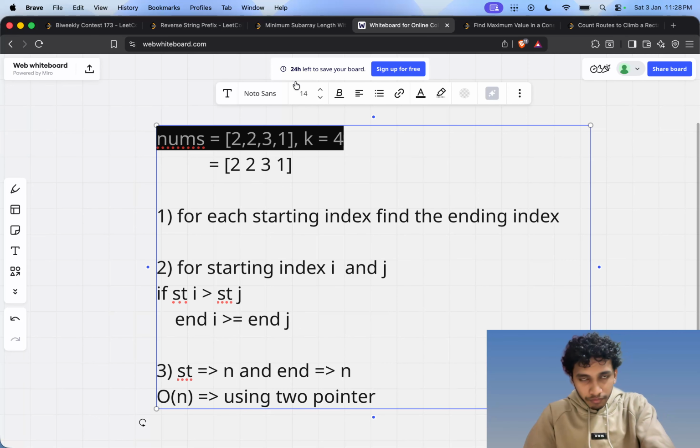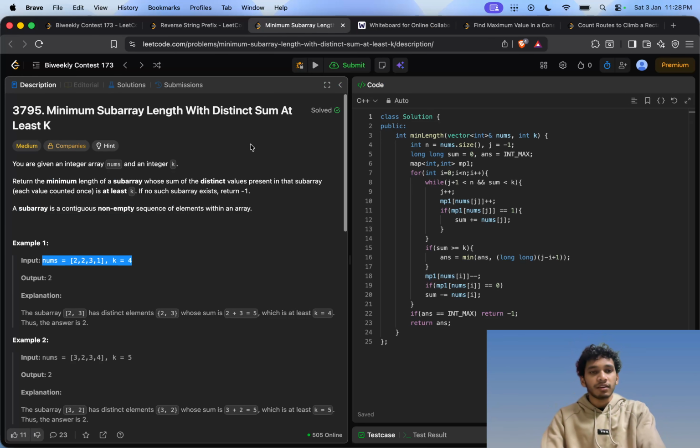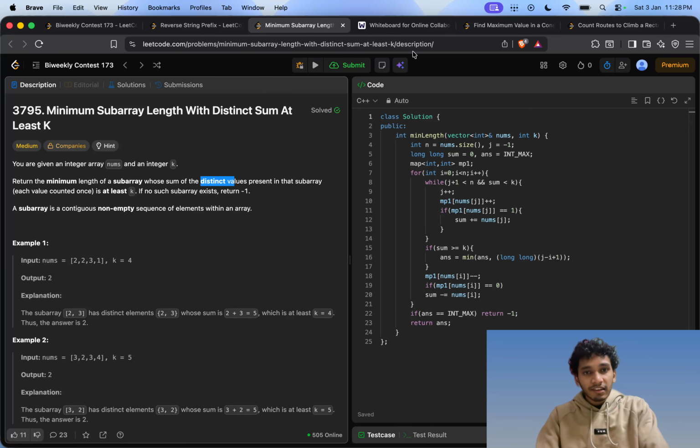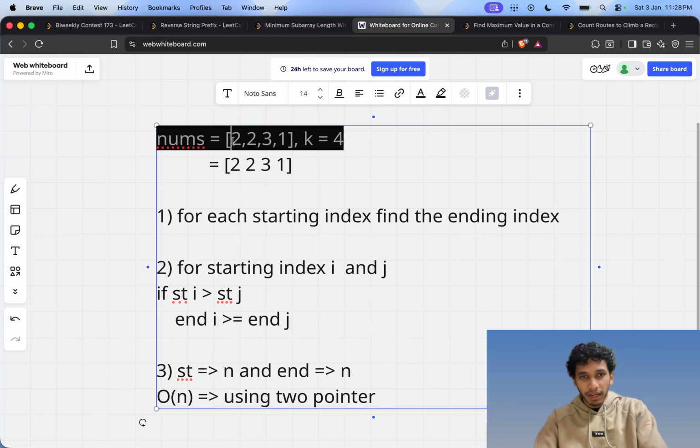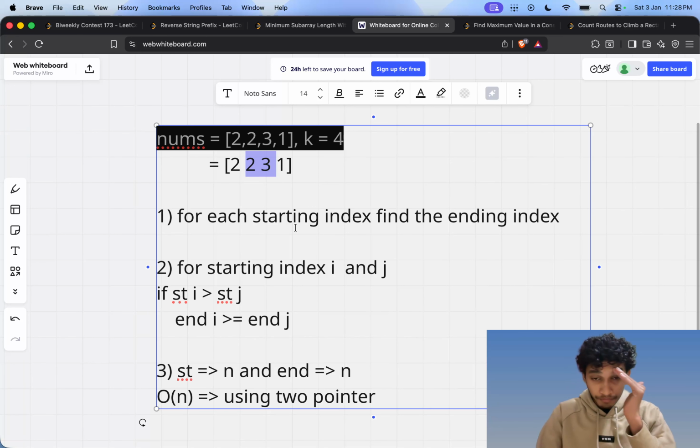All right, but what is the variation here? The variation is that we should always have distinct values present in our subarray. For example, here this 2 and 2 do not give sum as 4. Only distinct values need to be taken over, so only one 2 will be taken. So this subarray gives sum 2. Now if we take this number, then the sum goes up to 2 plus 3, which is 5. Similarly, this subarray gives sum 5 because both of the numbers are distinct.